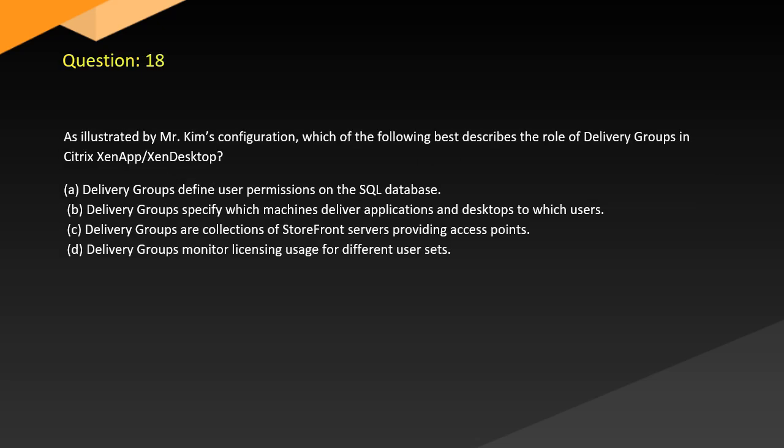Question 18. As illustrated by Mr. Kim's configuration, which of the following best describes the role of delivery groups in Citrix XenApp XenDesktop? A. Delivery groups define user permissions on the SQL database. B. Delivery groups specify which machines deliver applications and desktops to which users. C. Delivery groups are collections of storefront servers providing access points. D. Delivery groups monitor licensing usage for different user sets.